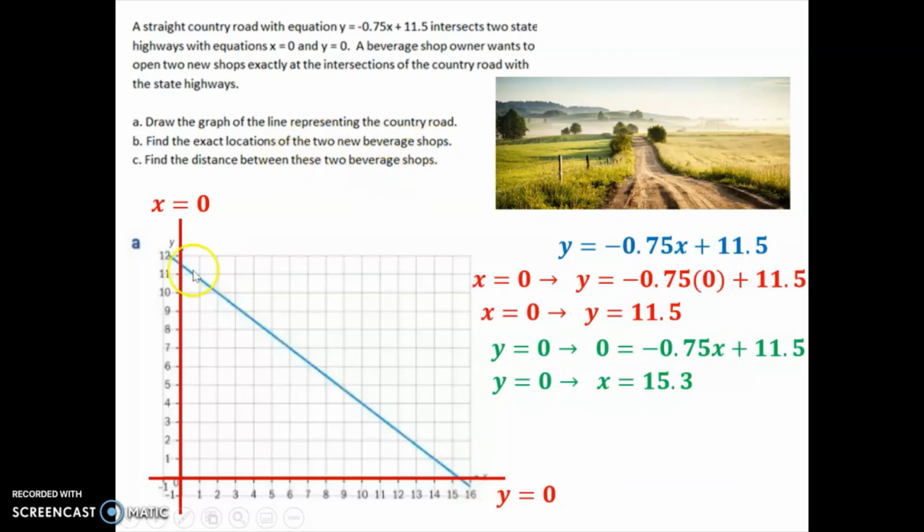How about the distance between these beverage shops? So distance means, use the distance formula from our recent lesson. What's the distance between those 2 points? All right, here's the distance formula applied, or you can think of it as the Pythagorean theorem, right? So it's this squared plus this squared equals hypotenuse squared. So hypotenuse is being solved for, 19.2.